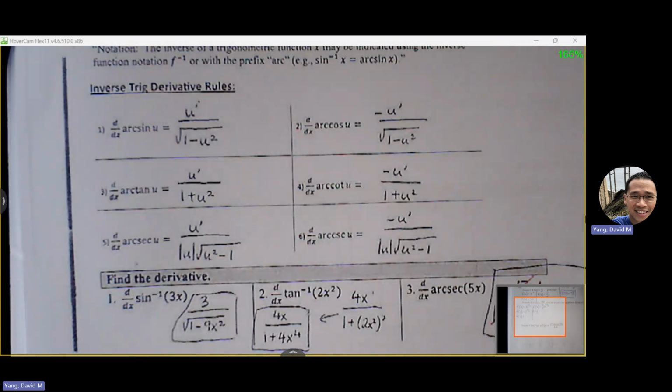So this is what I do. I start with the easiest one. The easiest one is the arctangent. There's no absolute value, there's no square root, there's no minus sign. It's just a plus sign. So that's what I start with.